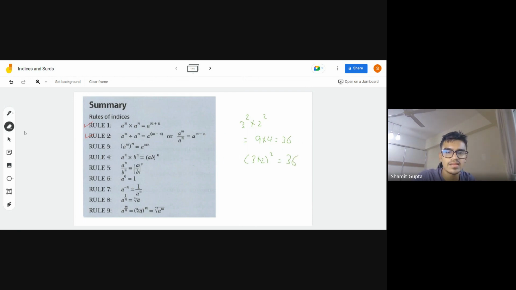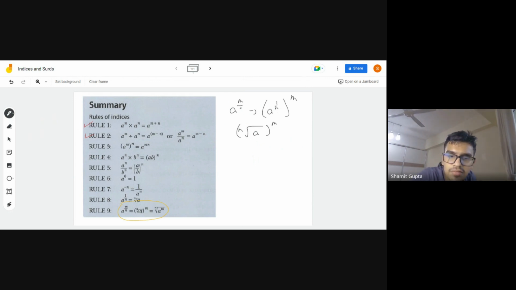Then all the other laws are similar to that, like a to the power negative n and so on. The last law is particularly important. Some students might get confused in this last law: a to the power m over n. This is how I like to think of it. I like to think of it as a to the power 1 over n, all to the power m. A to the power 1 over n, from the previous law, will be the nth root of a, to the power m. The nth root of a, to the power m.